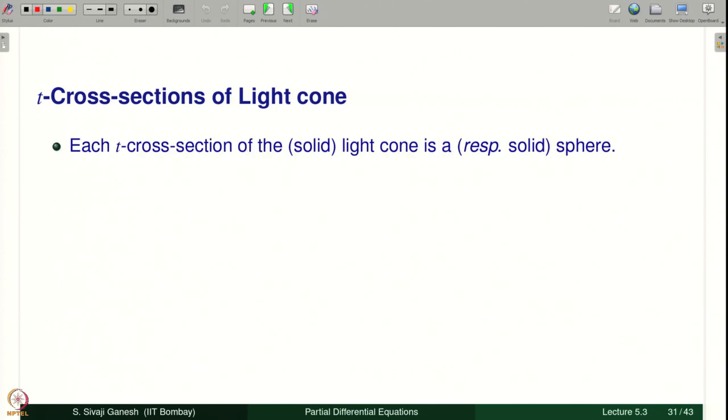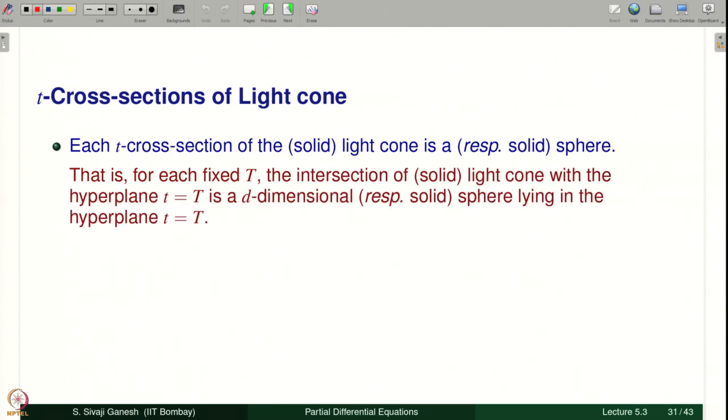What are the t cross sections of the light cone? Each t cross section of the solid light cone will be a solid sphere. If you omit solid here, the light cone cross section will be a sphere. Solid sphere means the interior is included. That is, for each fixed t, the intersection of the light cone with the hyperplane t equal to t is a sphere lying in the hyperplane t equal to t. That is, a sphere lying in d dimensions, not a d dimensional sphere. A sphere will be one dimension less. If you consider a solid sphere, yes. So, let us not discuss that. It is a sphere lying in R^d, that is what this sentence means.